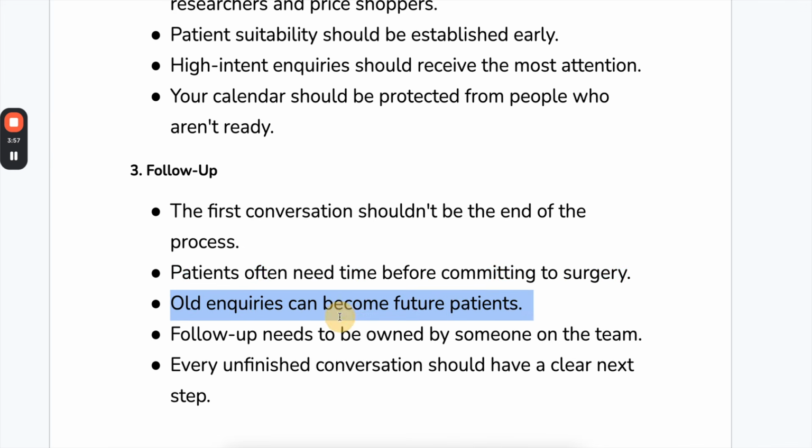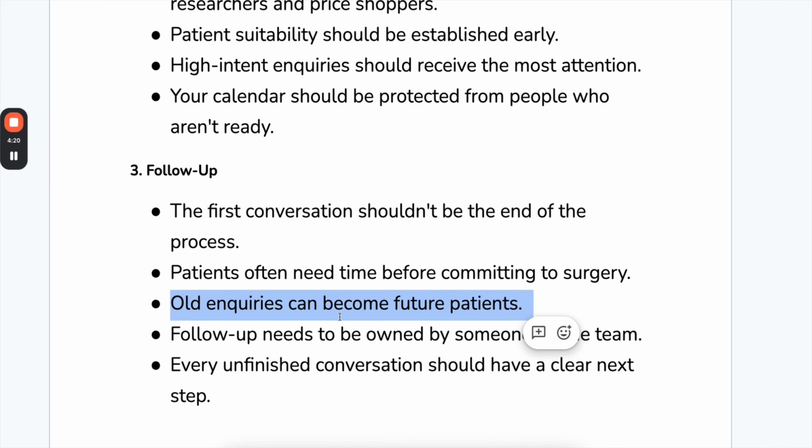Old inquiries can become future patients. So you need to remember as well that people have applied or inquired to your business maybe 1 month ago, 3, 5, 6 months, a year ago, and there's a lot of old leads, and these old leads need to be reached out to. If you're not reaching out to the old leads, then these people are not going to buy from you. They're going to buy from somebody else.